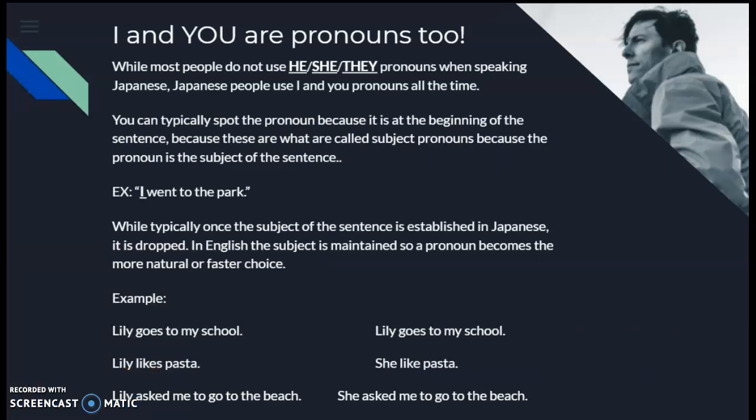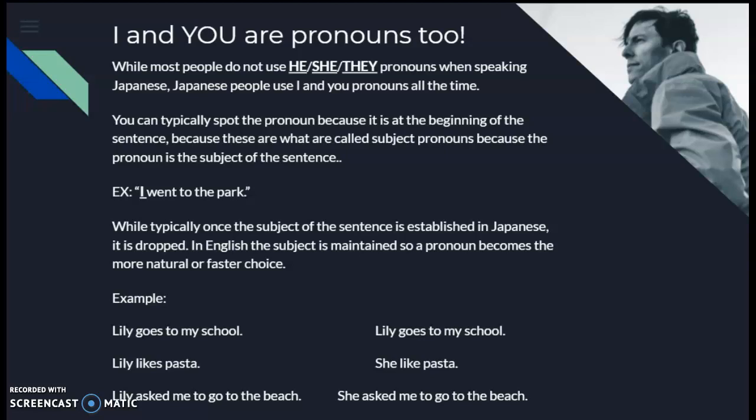I and you are pronouns too. While most Japanese people don't use he, she, they pronouns when speaking, they do use I pronouns and you pronouns all the time. You can typically spot a pronoun because it's at the beginning of a sentence, because these are what are called subjective pronouns, because the pronoun is the subject of the sentence.